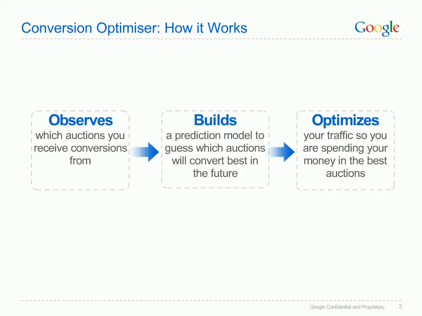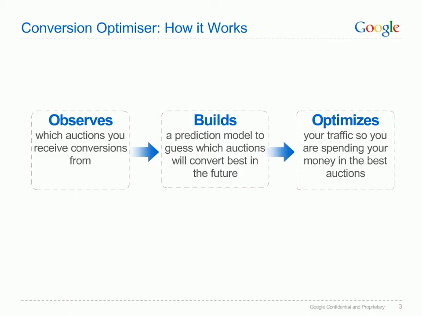So how is Conversion Optimiser able to provide you with so many benefits? The Conversion Optimiser observes which auctions you receive conversions from or which impressions are most valuable. It then uses that info to build a prediction model that can determine which auctions will be the best for you in the future.